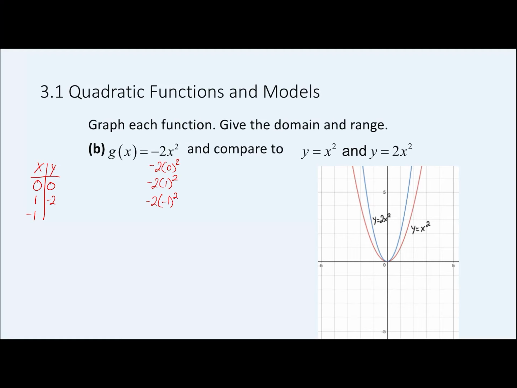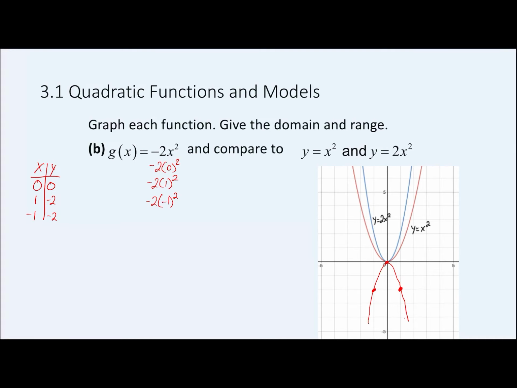So if we take 1 and put it in, you can punch this into your calculator, just make sure you follow order of operations. 1 squared is 1, 1 times -2 is -2. And then we can also put in -1. So -1 squared is +1, and 1 times -2 again is -2.